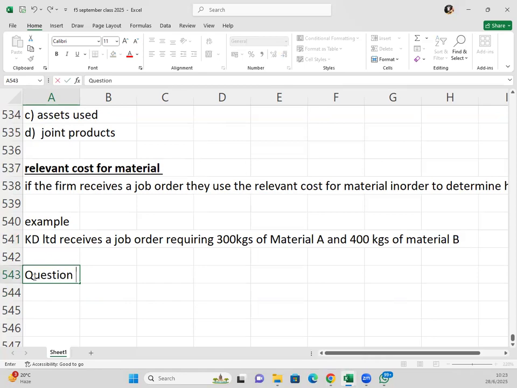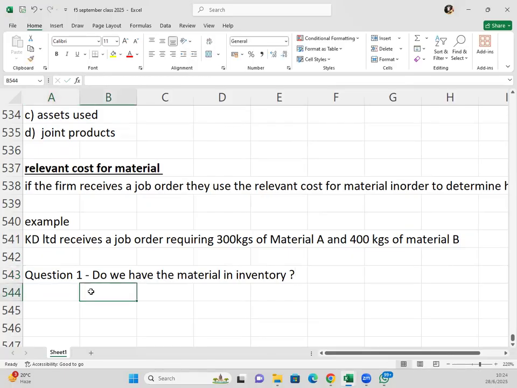Let's go to the first question. Question 1. The first question is, do we have the material in inventory? So we want to determine whether material is relevant or not. Yes, this order requires 300 kgs of material A. Do we have the 300 kgs already? It requires 400 kgs of material B. Do we have the 400 kgs of material B already? The answer is either yes or no. Let's start with yes.